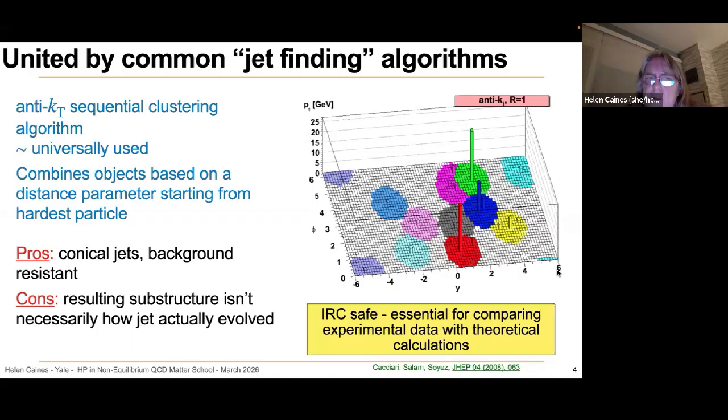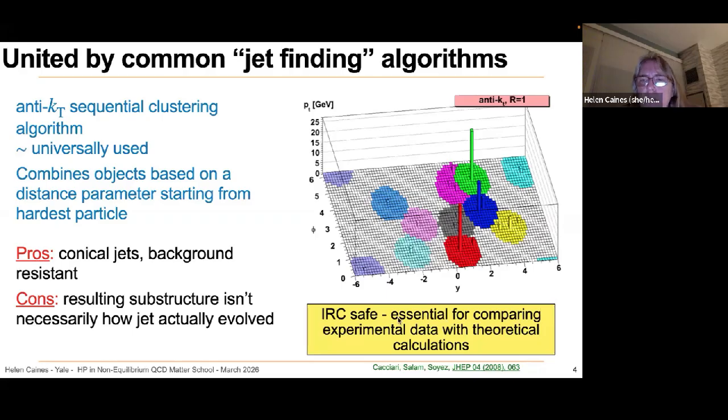The con is that we assume that the parton fragments from high to low momentum and makes these sort of spherical looking objects. So the resulting substructure isn't necessarily how the jet actually evolves in time as part of the fragmentation function.